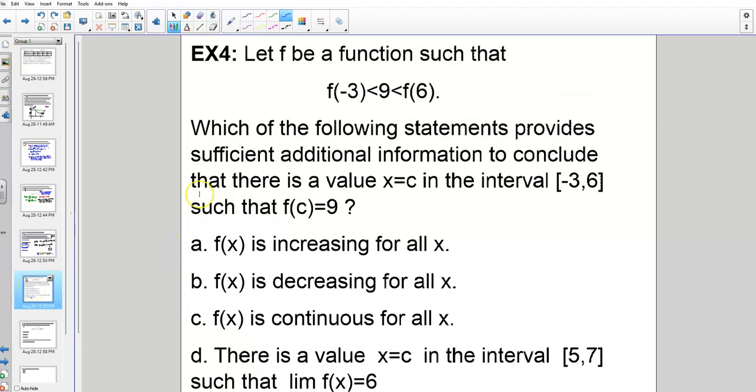All right, another multiple choice. Let f be a function such that f of negative 3 is less than 9, less than f of 6. Which of the following statements provides sufficient additional information to conclude that there is a value x equals c in the interval from negative 3 to 6 such that f of c equals 9? Okay. What do you guys think?